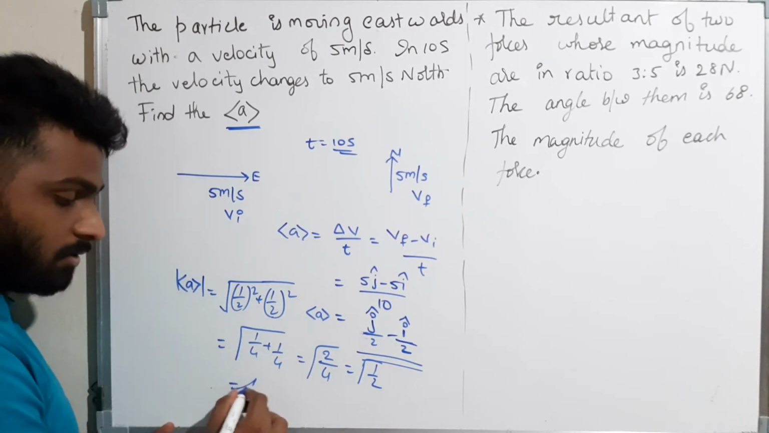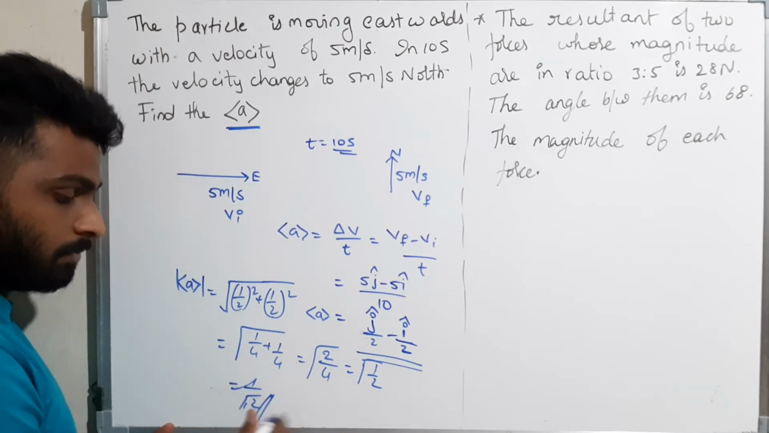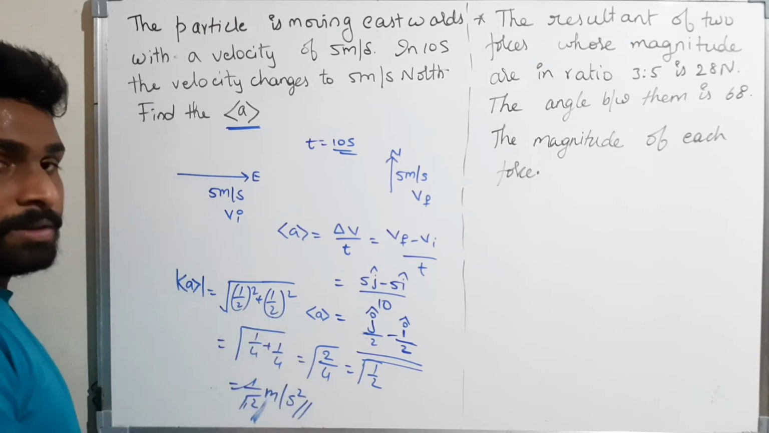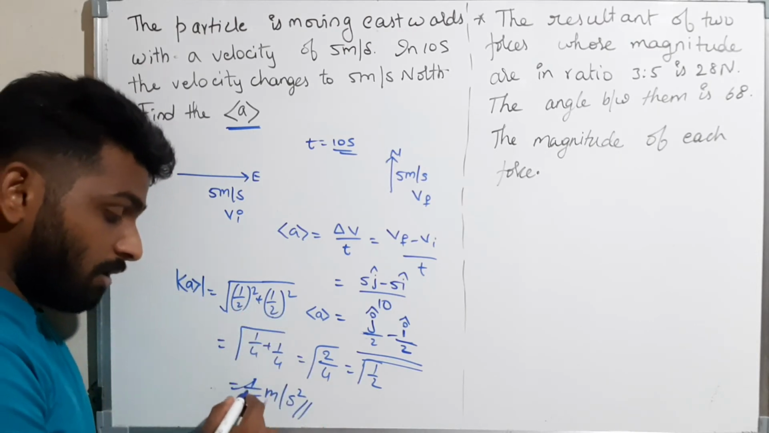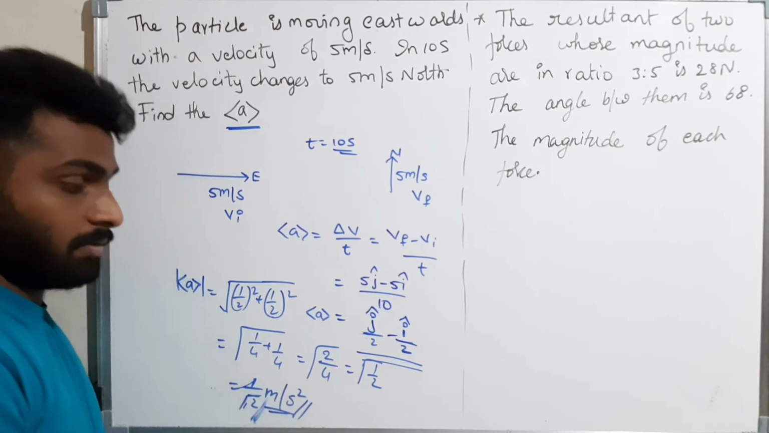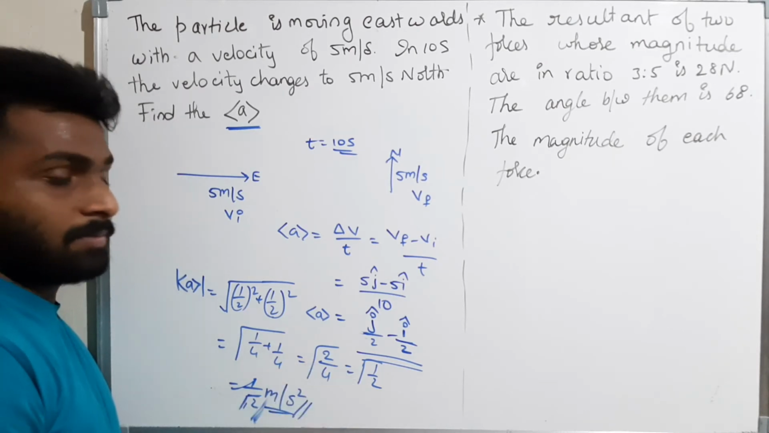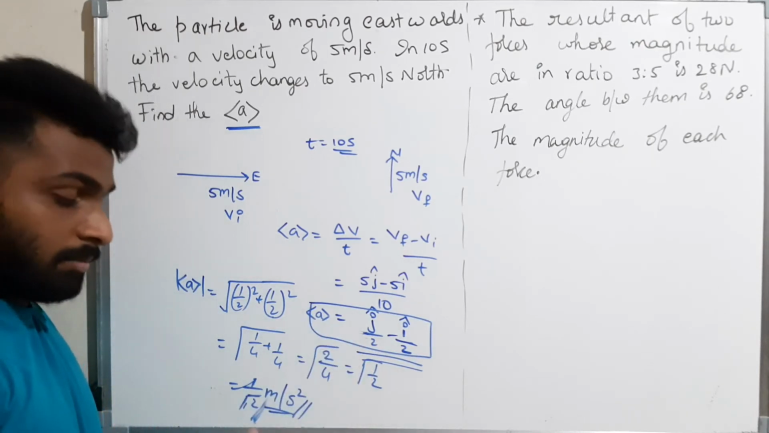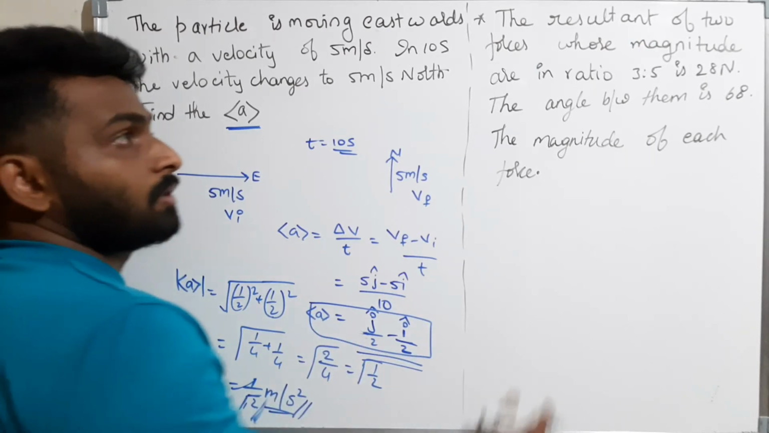What is the answer? Answer is 1 by root 2. Unit is meters per second square. Therefore, the average acceleration value is 1 by root 2 meter per second square. That's all. If they want vector form, leave it like this. If they want the magnitude, find it. Okay. Now see the next question.